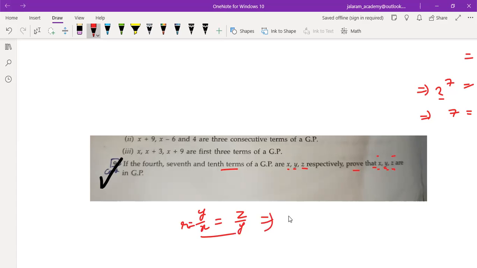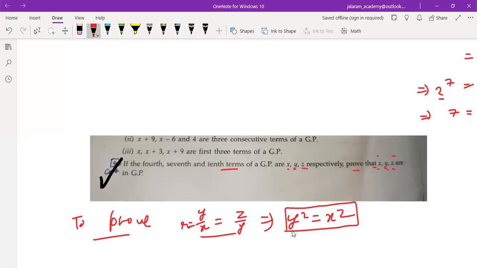So if we cross multiply these two, it will give y square equals xz. Means finally we have to prove that y square equals xz. Then only it will be clear that x, y, z are in GP. So how to prove that y square equals xz using the results which are given in the question.